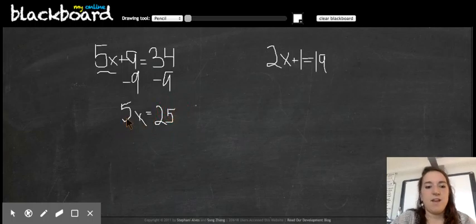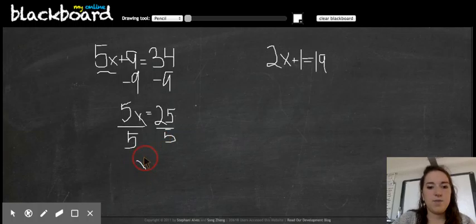Now I have a number next to a variable and I need to continue undoing my operations to get x by itself. So what operation does it mean when we have a number next to a variable? Multiplication. What's the opposite of multiplication? Division. So I can divide by 5 on both sides. So that leaves me with x equals 25 divided by 5 is just 5. X equals 5.